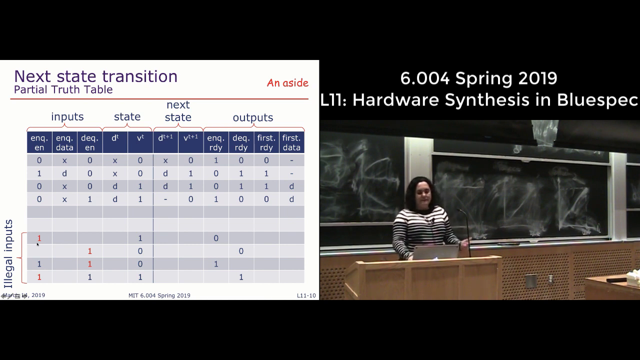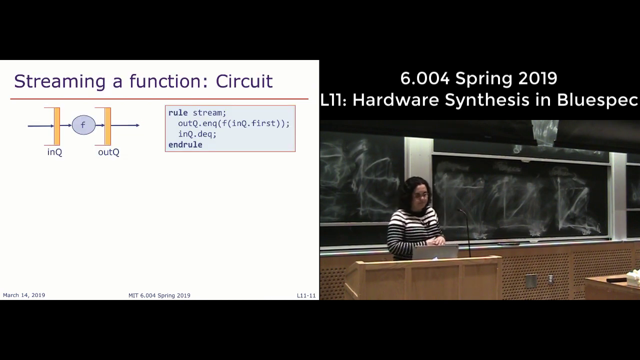Okay? And so the main point of this is just that it becomes really, really tedious to try to show this via a truth table. And so our Bluespec specifications are much easier to reason about and to think about which combinations are actually valid and what they're going to produce.